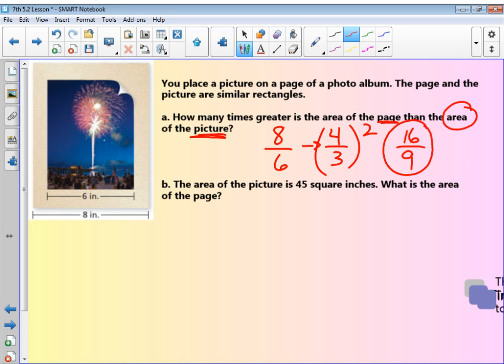It says the area of the picture is 45 square inches. What is the area of the page? So the picture is 45 square inches. Let's go ahead and do a proportion with that 45. I'm going to take my original 16/9, and we're going to set it up as a proportion. Remember, the picture was my bottom number, my second number stated. So picture was 45. How could we solve for X?